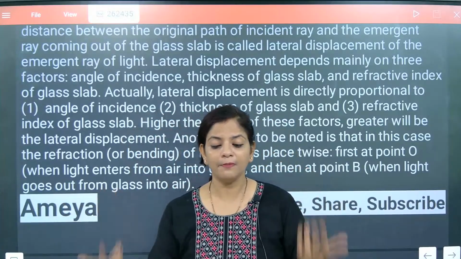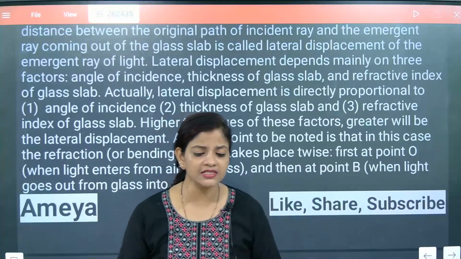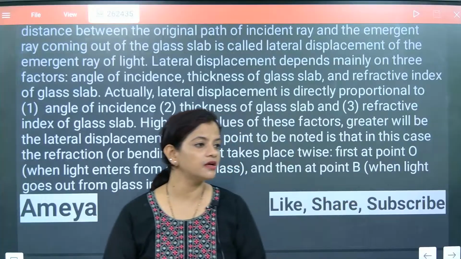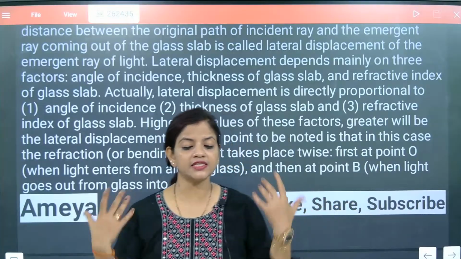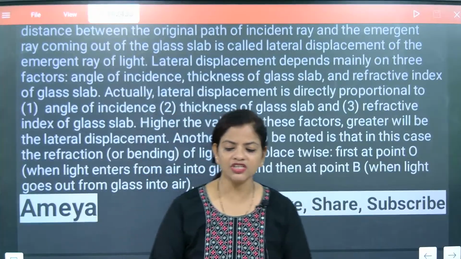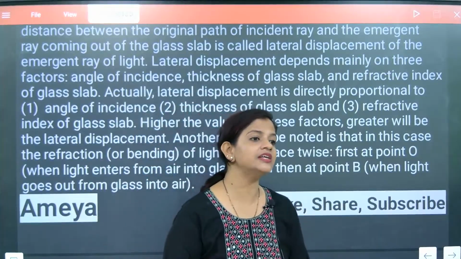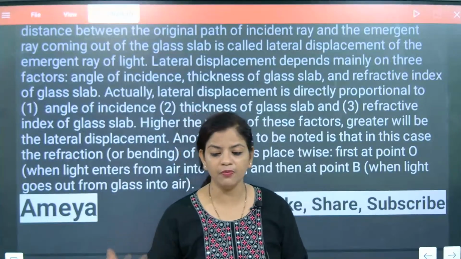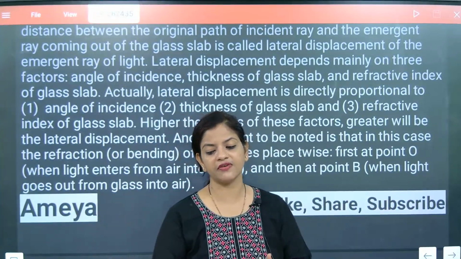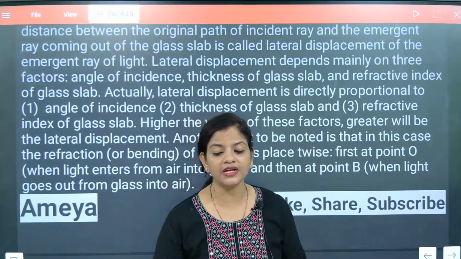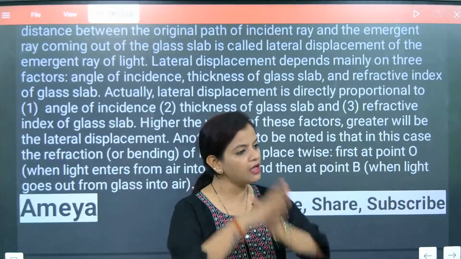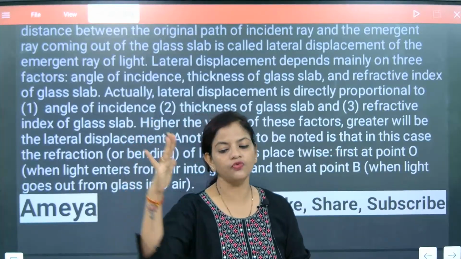What about the bending? When optical density is higher, will the bending be more or less? Ranjit? Come on children, answer fast. Yes, the correct answer. Everyone has given the correct answer now. When the optical density is higher, the bending will be more. Understood? So it will bend towards the normal.